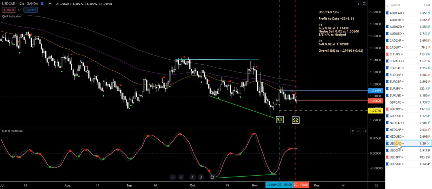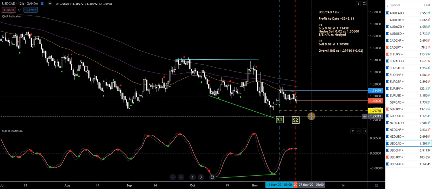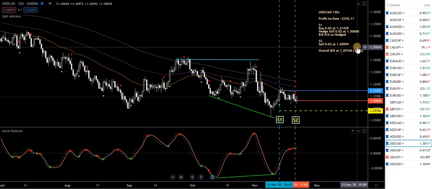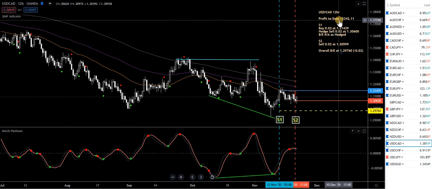USD CAD, took a buy on sequence 1, took a hedge sell. So there's 2 trades on that sequence 2. There's a hedge sell and a sequence 2 sell. Break evens minus, so it's down here, got to get below this yellow line to be in profit for both trades. Made a few dollars.